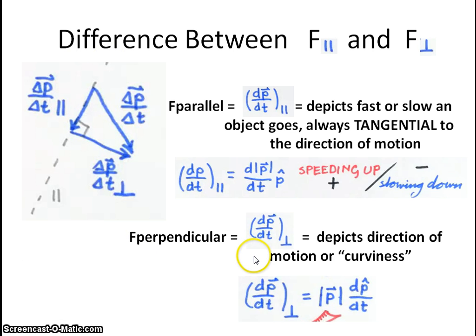Now F perpendicular, or dp dt perpendicular, depicts the direction of motion or the curviness of this circle of orbit. This is defined by the magnitude of p, which is how great it is curving, and dp hat over dt, which is the direction and how big the curve is or how steep it's moving.